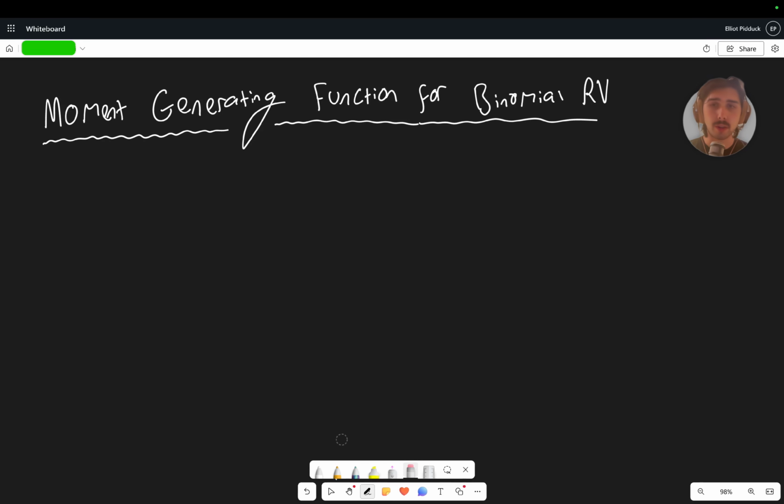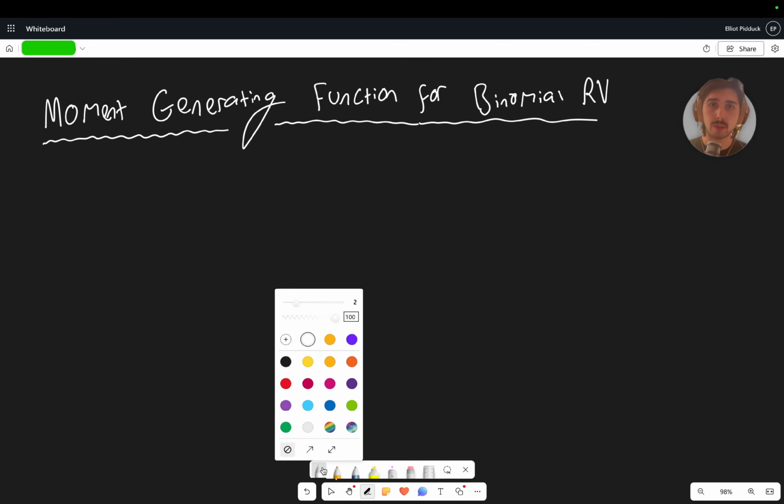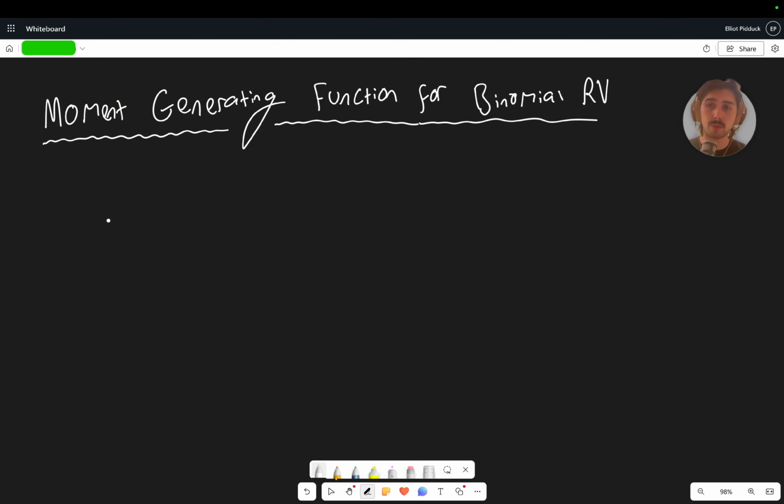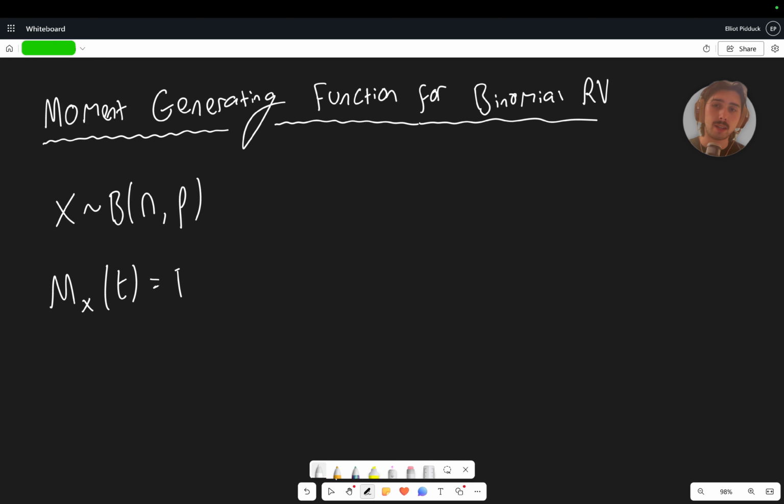In this video, we're going to derive the moment generating function for a binomial random variable. So let's say that our random variable is x and it is binomially distributed with parameters n and p, like this. So remember, the moment generating function, which is written like this, is the expected value of e to the power of tx.